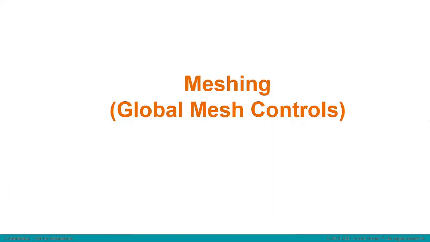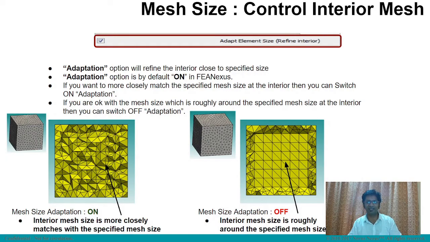Let's now see some of the global mesh controls. First one is controlling interior mesh size. We have a control called adapt element size, and if we turn it on, then the interior mesh size more closely matches the specified mesh size. And if we turn off this setting, then the interior mesh size is roughly around the specified mesh size. It will not match your mesh sizes exactly.